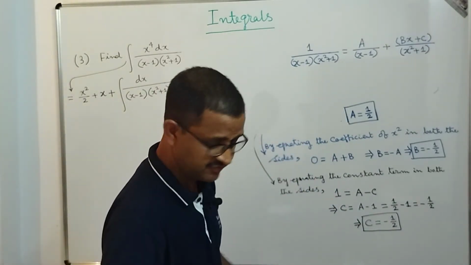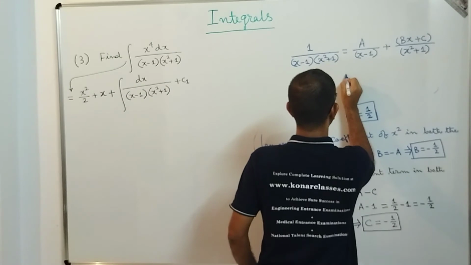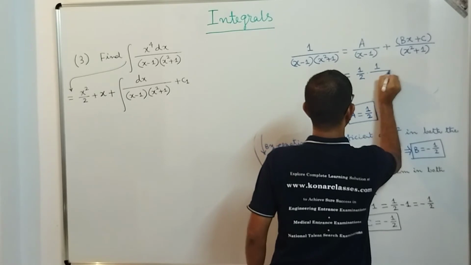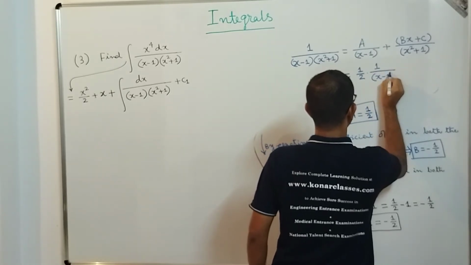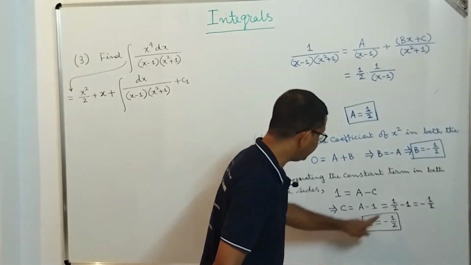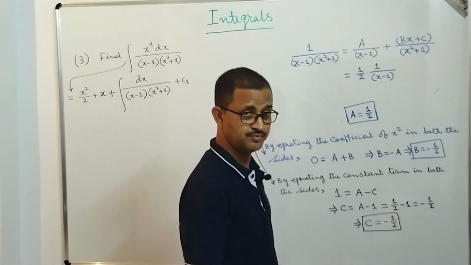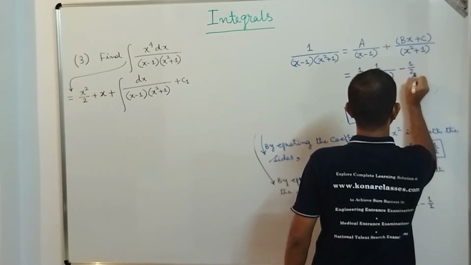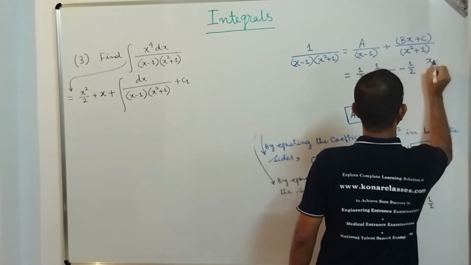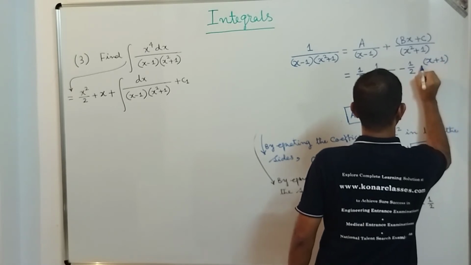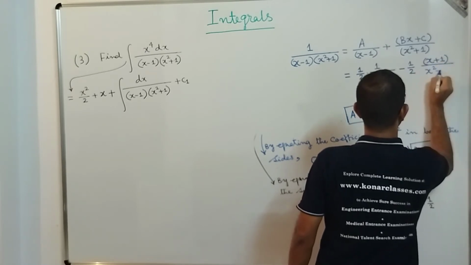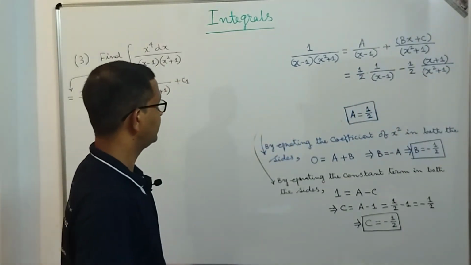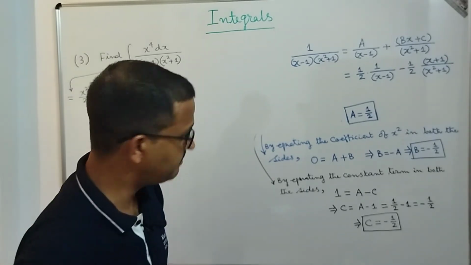So what can we write from here then? Here we can write A is equal to 1 by 2, so 1 by 2 into 1 by x minus 1. And the value of B and C both are minus 1 by 2. So what can we write here? Minus 1 by 2, and we can write here x plus 1 divided by x square plus 1. Correct, dear students? Okay. So now integration will be pretty simple.